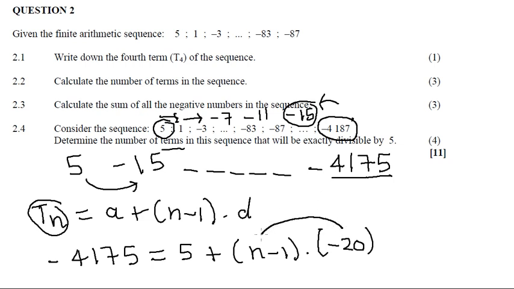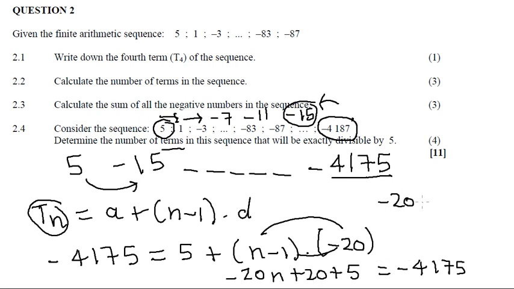If I distribute the negative 20 inside the bracket, we're going to get negative 20n plus 20 plus 5 is equal to negative 4175. And all I have to do is solve for n. So negative 20n is equal to 20 plus 5 is 25. If I move that across, we're going to get negative 4175 minus 25. That becomes negative 4200.